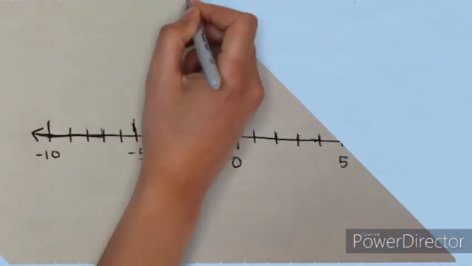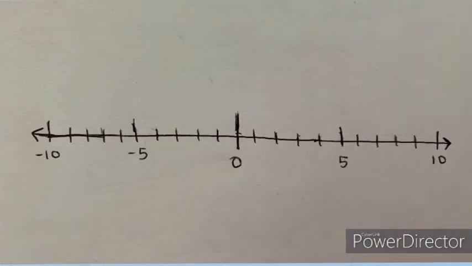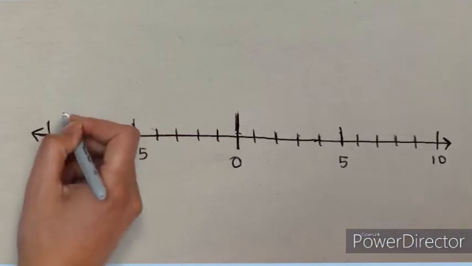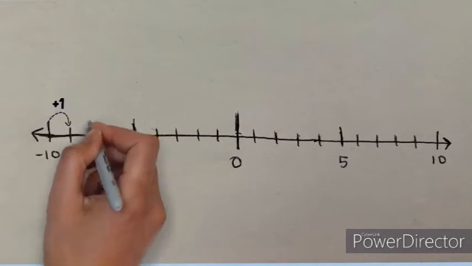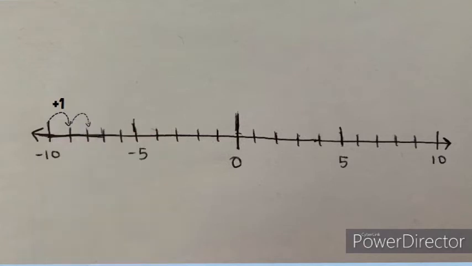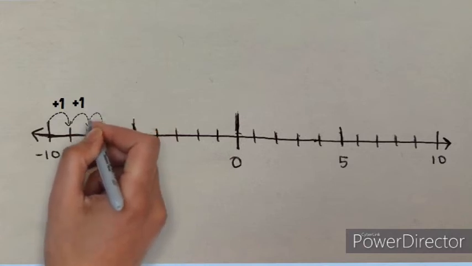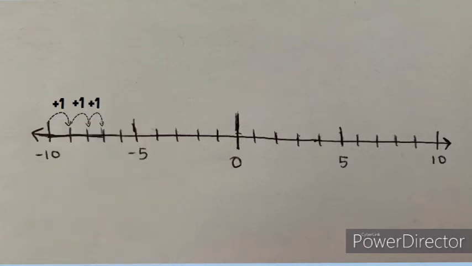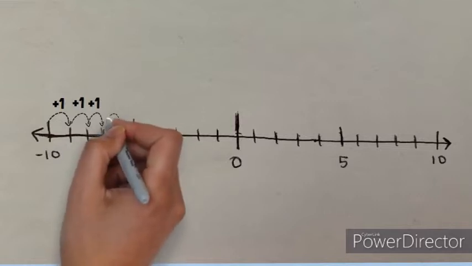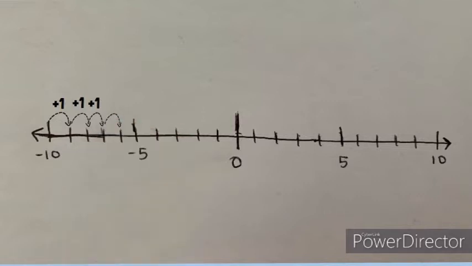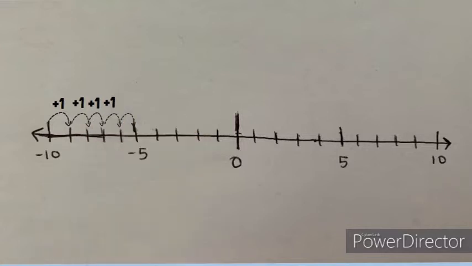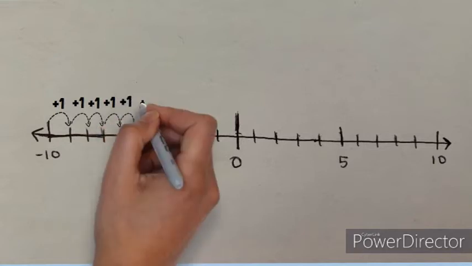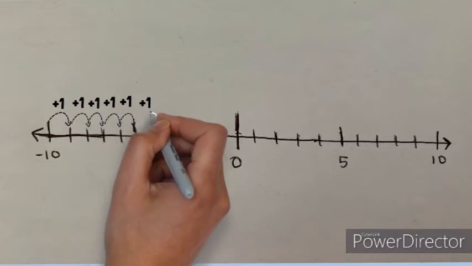Let's look at the number line first. Let's start at -10. Add 6 from -10. -10 plus 1 gives us -9. -10 plus 2 gives us -8. -10 plus 3 gives us -7. -10 plus 4 gives us -6. -10 plus 5 gives us -5. And -10 plus 6 gives us -4.